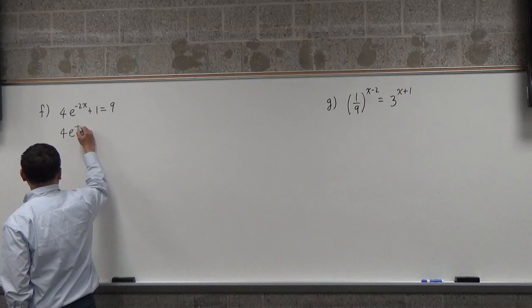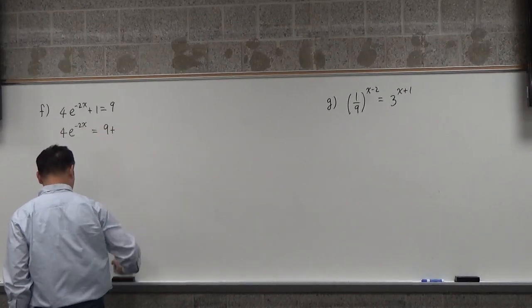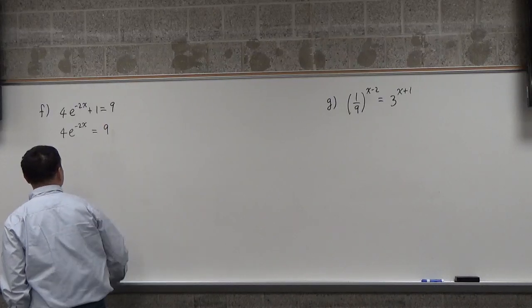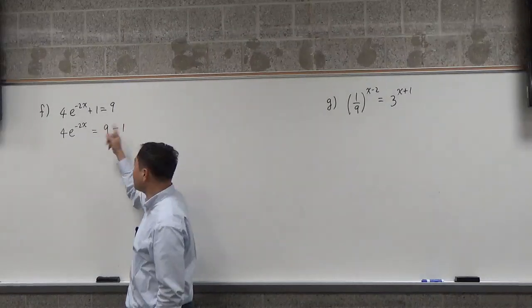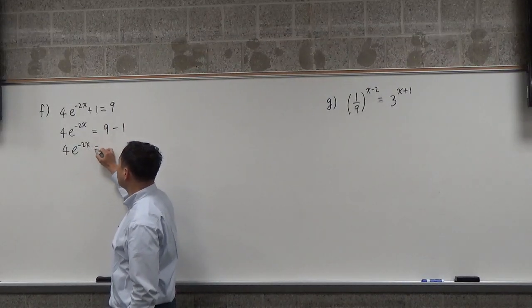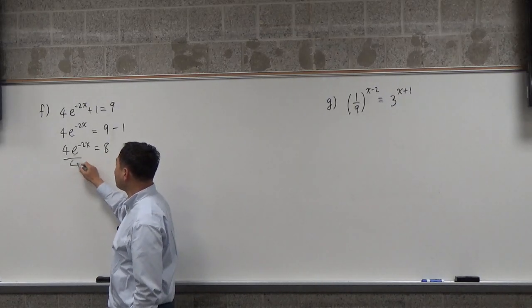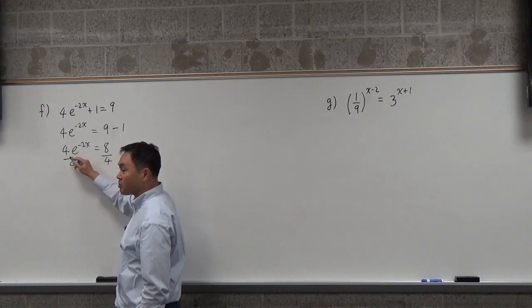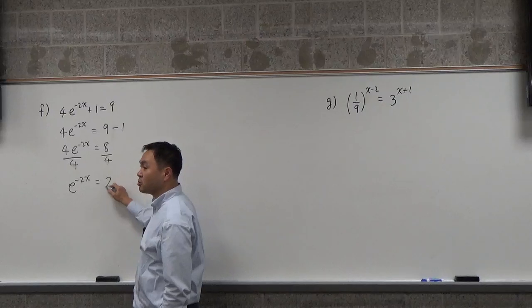You first start out by getting rid of what's attached to x. So plus 1 is removed. You move it to the other side, which will give you 8. And since 4 is multiplied, you divide both sides by 4 to remove the 4. It gives you e to the negative 2x equals 2.